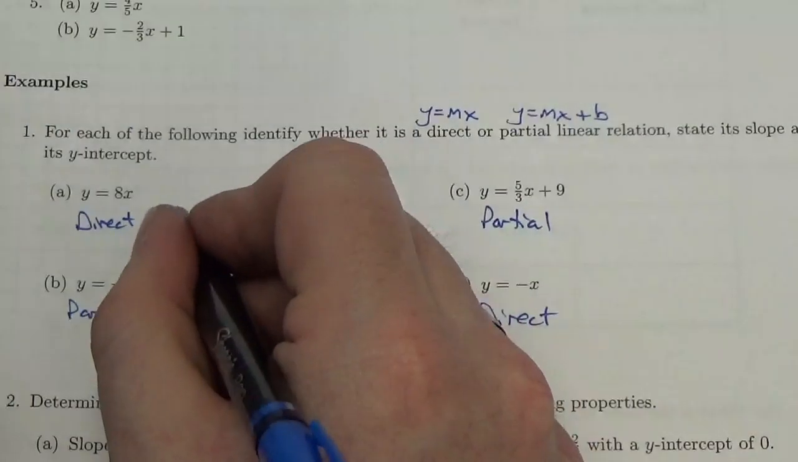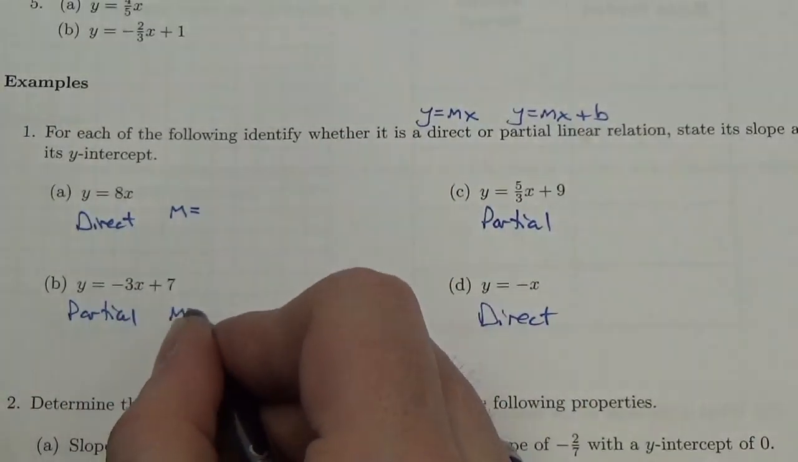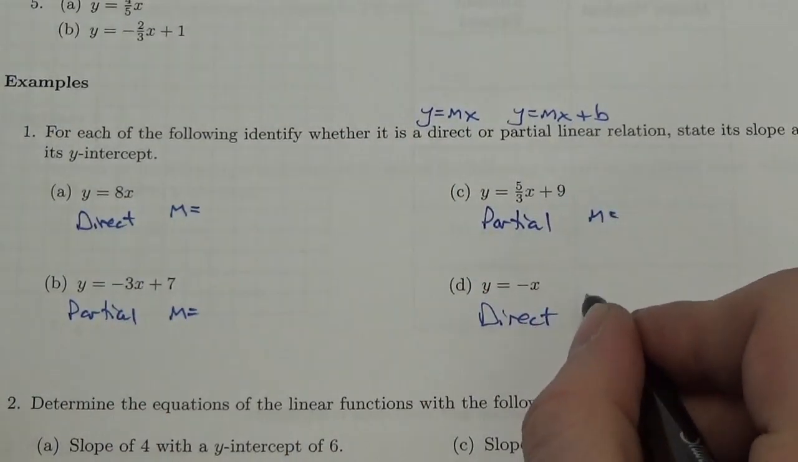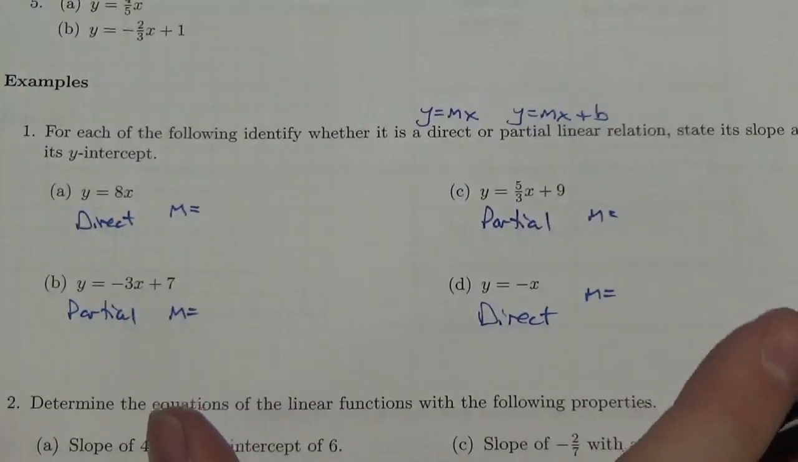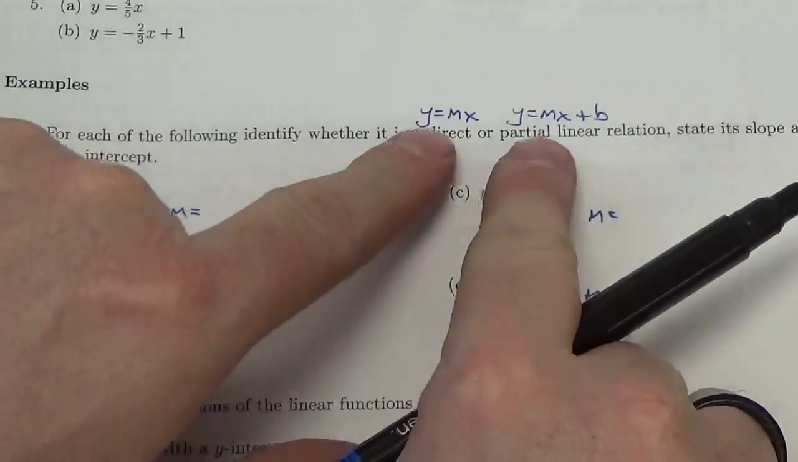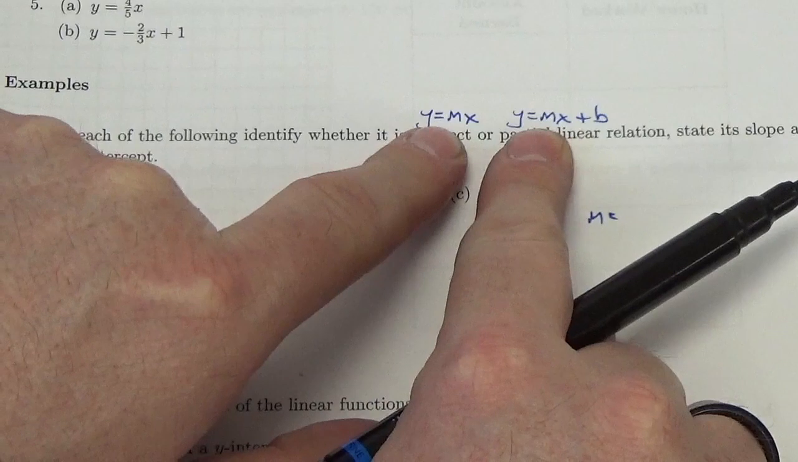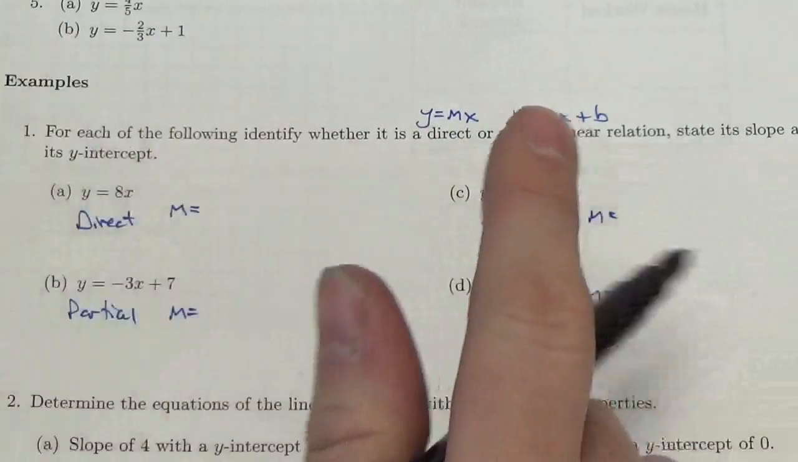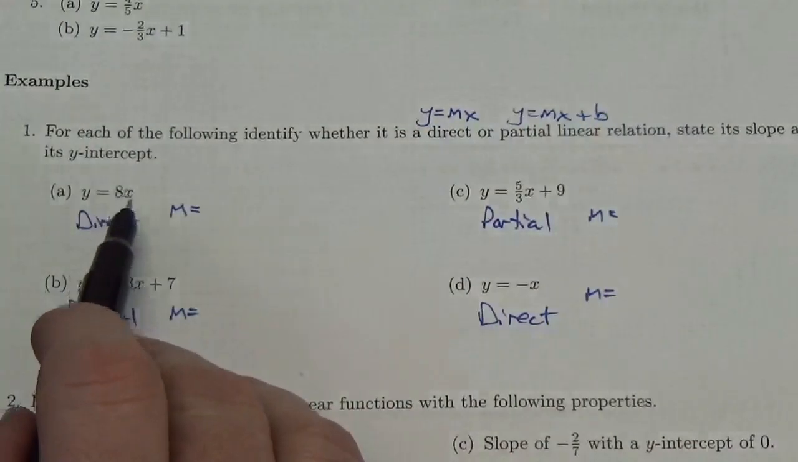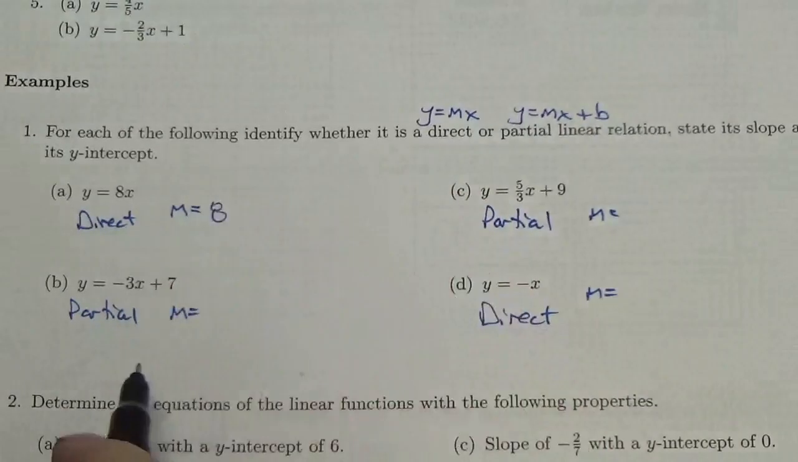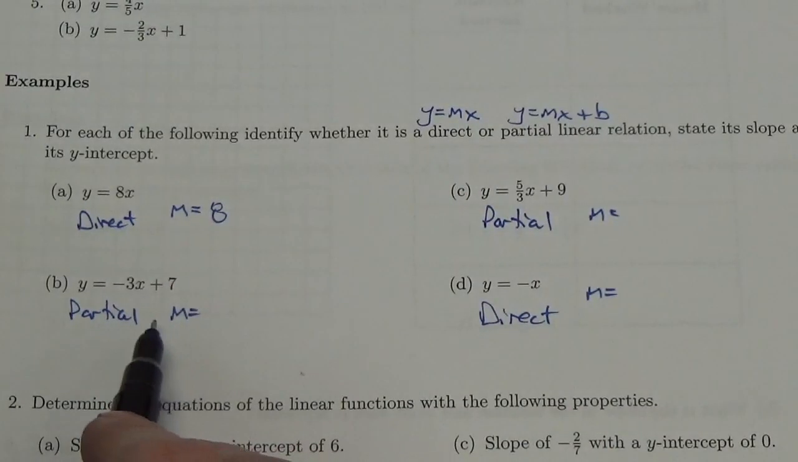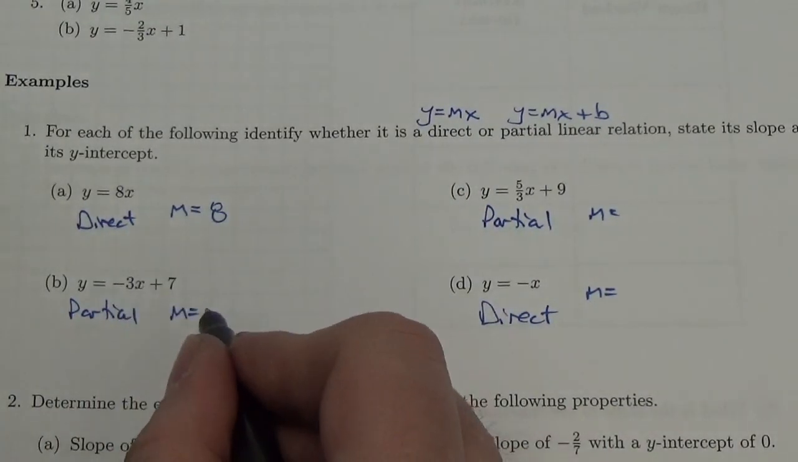Now, the slope, in every case here, is always the coefficient of the x. The slope is always the number that's being multiplied in front of the x. So what number is in front of the x here? Well, that's an 8. What number here is being multiplied by the x? -3.